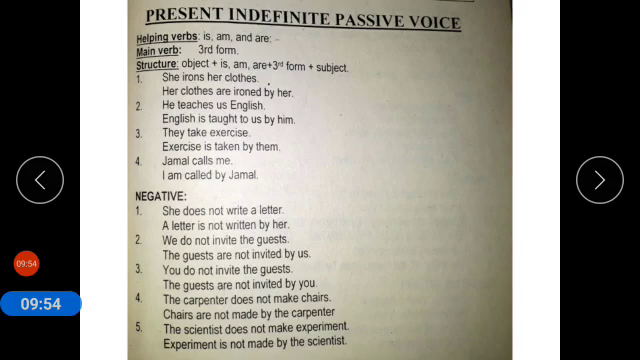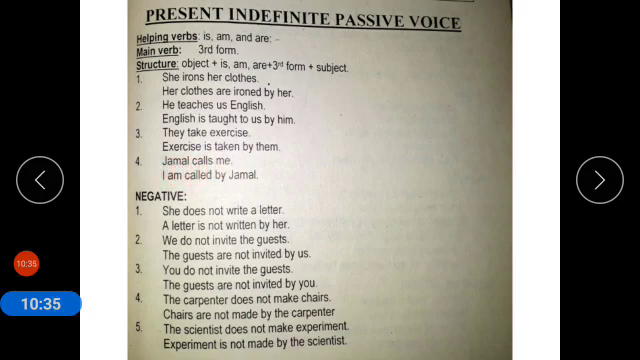Now coming to another sentence: he teaches us English. He is subject. English is object. Now in changing into passive voice, we will take English as a subject. English is taught to us by him. He will change into him. They take exercise. Exercise is taken by them. They will change into them.